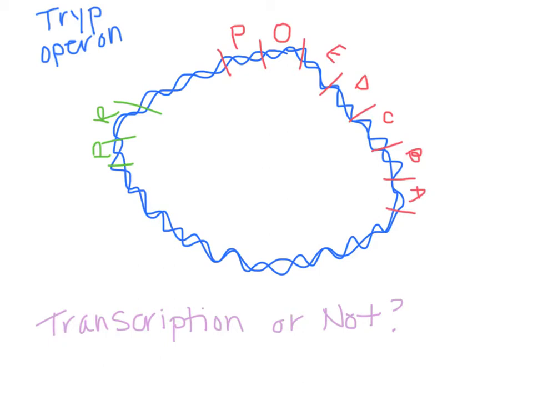Now we are going to play the game Transcription or Not, and the question is going to be, what happens if we mess with the operon? So we all know what happens if we mutate the operator. What if the operator doesn't work? No operator. What happens?